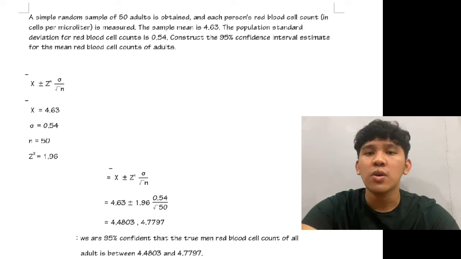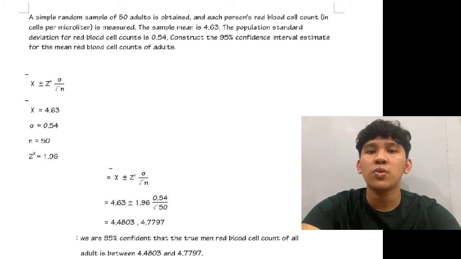To get Z star, we can do inverse norm of 0.975. If we do that, we get our Z star is approximately 1.96, and we know the population standard deviation is 0.54 and our sample size was 50.